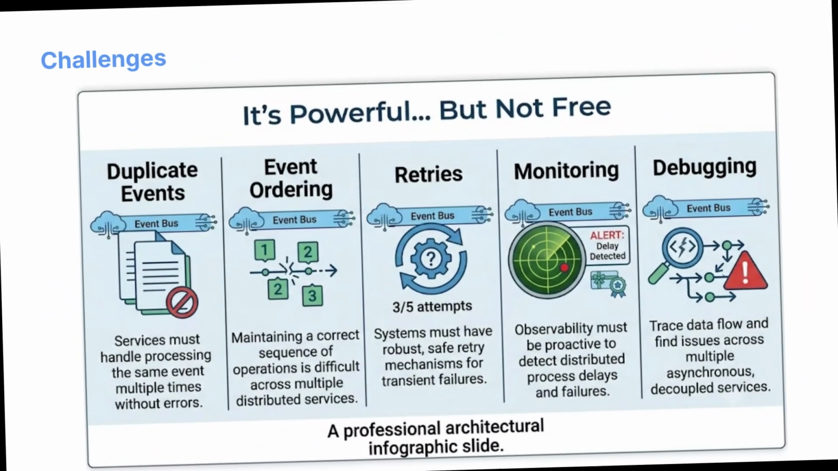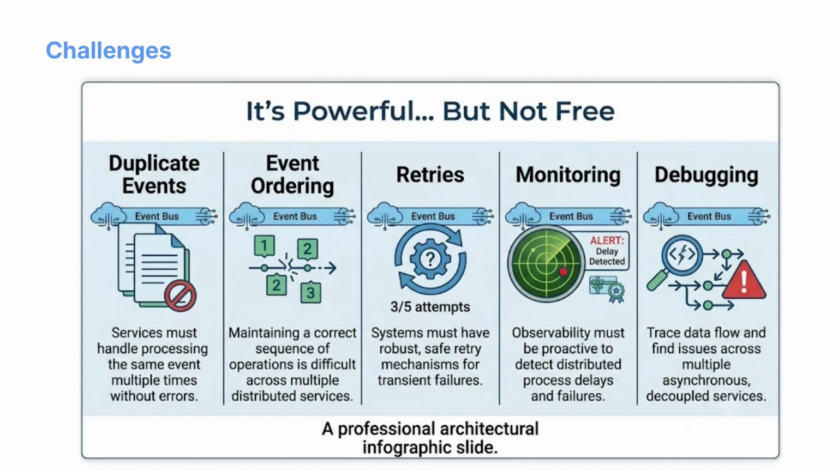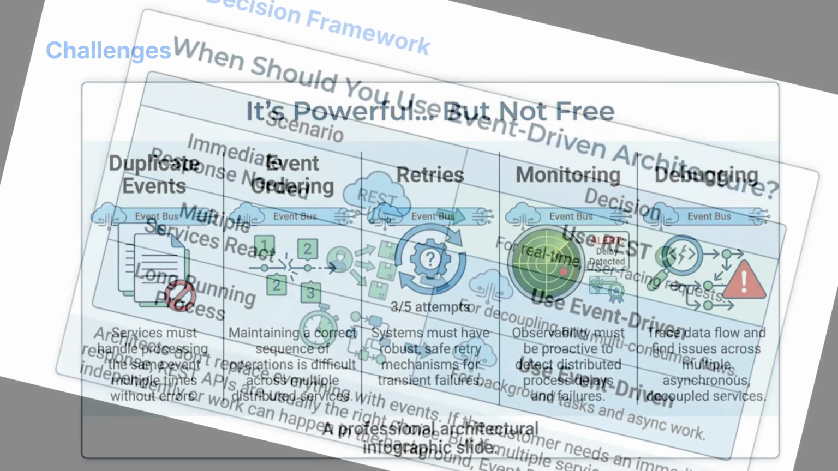Although event-driven systems are powerful, they introduce new challenges. Events may arrive more than once, services must handle retries safely, events can arrive out of order, and debugging becomes more difficult because many services process events independently. Architects must plan for these scenarios from the beginning.